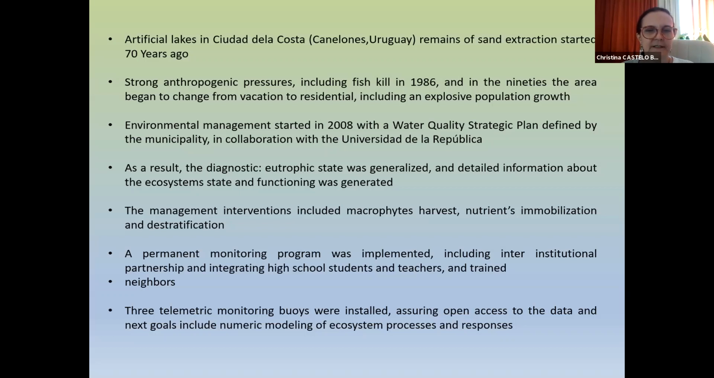Environmental management started in 2008 with a water quality strategy plan defined by the municipality in collaboration with the Universidad de la República. As a result, the eutrophic state was diagnosed as generalized and detailed information about the ecosystem state and functioning was generated. The management interventions included macrophyte harvest, nutrient immobilization, and destratification.